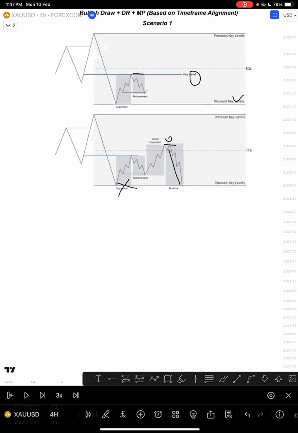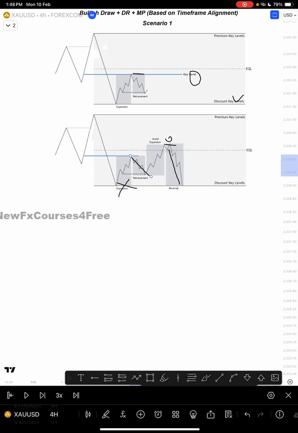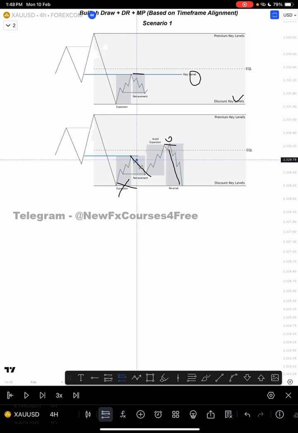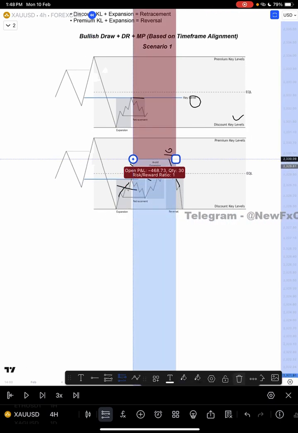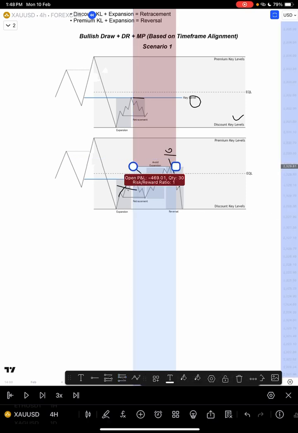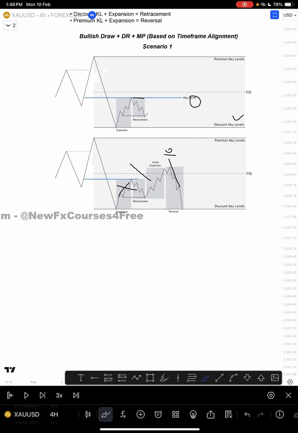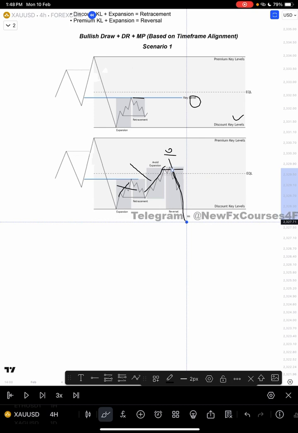Like this key level was not actually used by the market to push price lower. It was used to actually trap those who were shorting here blindly without the knowledge of premium and discount daily range levels, and they actually got wrecked with this move higher, and the market dumped.